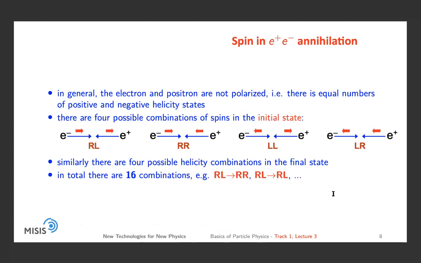Now, what is important in all this discussion is the spin. So in principle, when we consider the usual electron-positron colliders, circular colliders, electron and positron beams would be not polarized, and therefore there should be an equal number of positive and negative helicity states. There will be 4 possible combinations of spin in the initial state: right-left, right-right, left-left, and left-right. And in the same way, there are 4 possible helicity combinations in the final state. So in total, 4 times 4, we get 16 combinations for possible scattering.